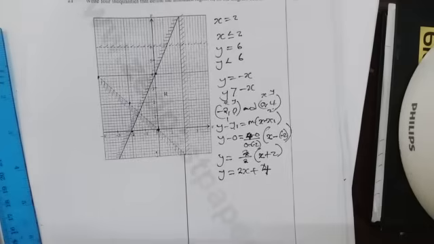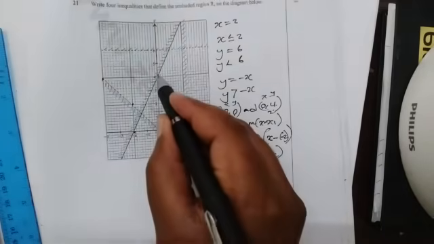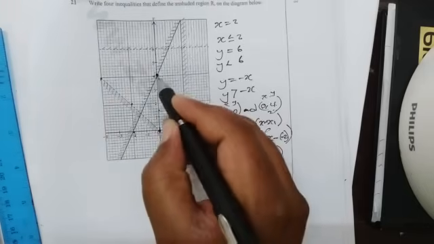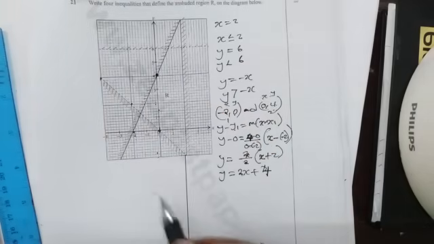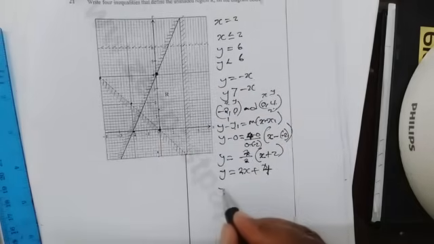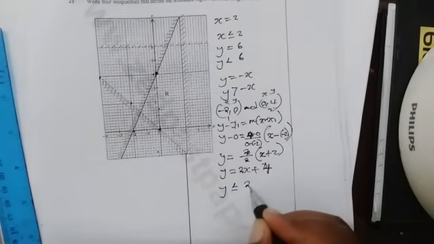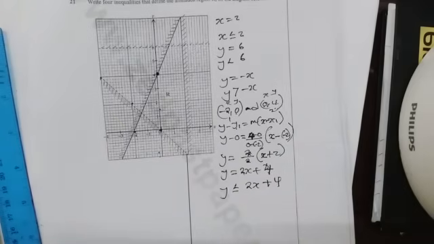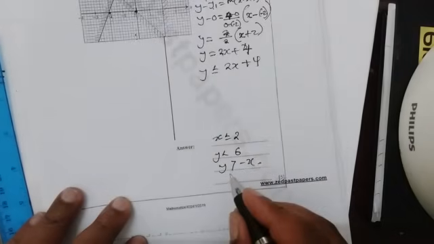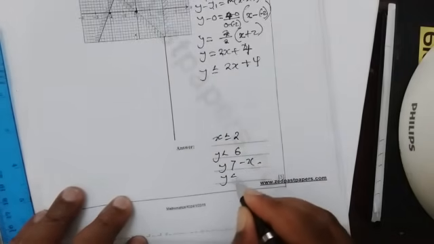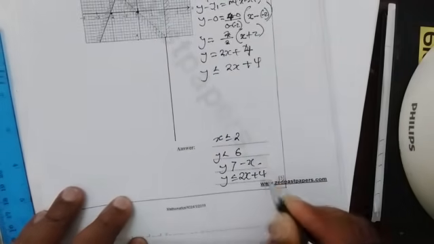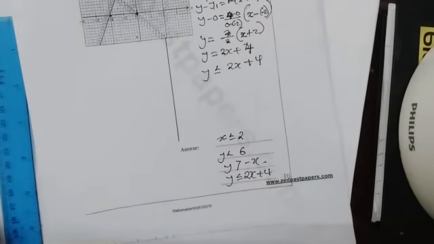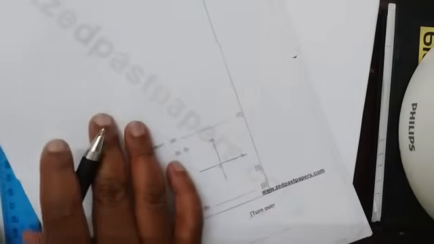Then I'll come here. Look at this point. From here coming here, it is less, and there it is greater. So we're going to say the line is a solid line, so y is less than or equal to 2x plus 4. That is the last inequality there. y is less than or equal to 2x plus 4. Okay, we deal with 22.